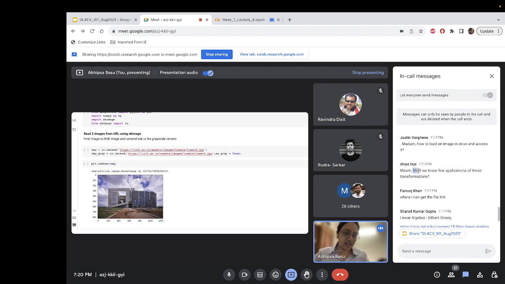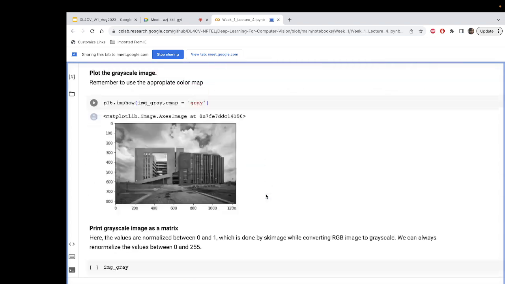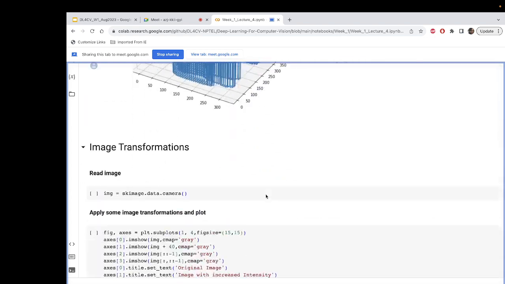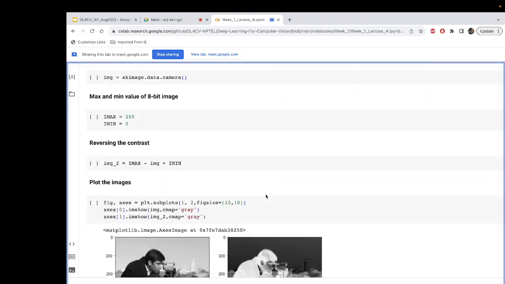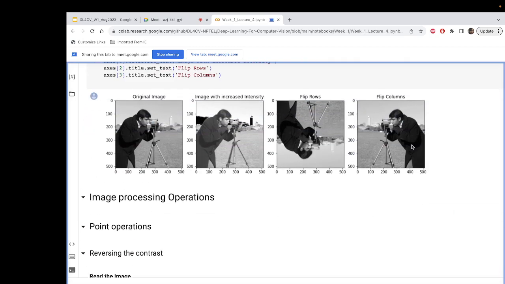Yeah, so I think Divya, the applications of these transformations, most of it will be covered in the classes only, and some applications upfront I can give you from here. So, for example, very often these transformations that you see, flip rows, flip columns, are pretty used in deep learning in something called data augmentation.